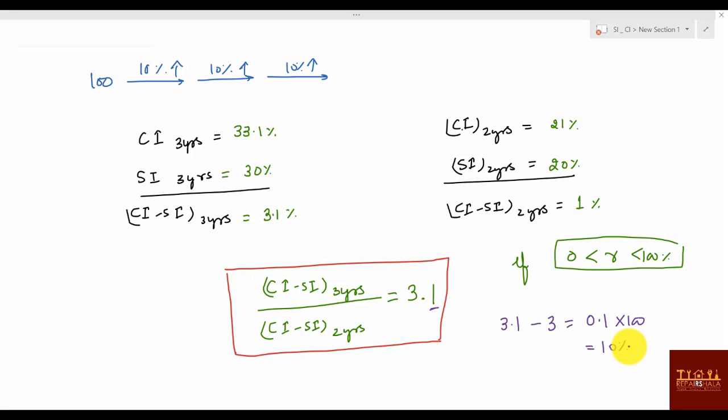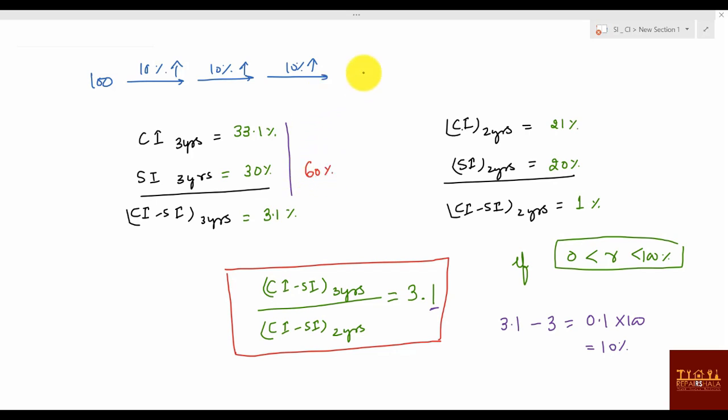You take any other case, you take here 20% and then find, then also you will find the same thing only. You want to check for 20%? Let's check for 20%, okay? So this one you have to tell me. When I'm doing for 20%, what will be CI for 3 years? Tell me. Anyway, SI for 3 years will be 60%.